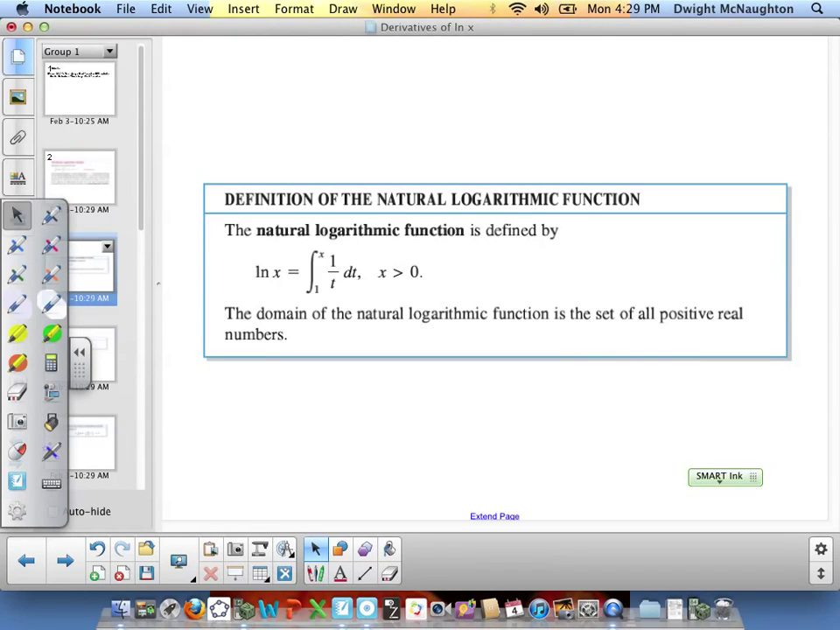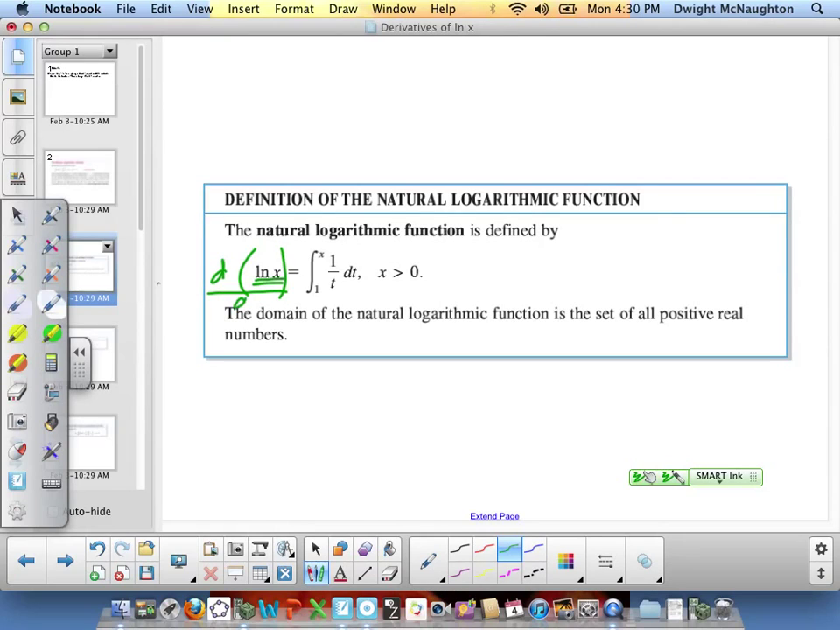So if you have x to the negative 1, or 1 over x, we define that as a natural log. So the natural log of x equals the integral from 1 to x of 1 over t with respect to t, for x greater than 0. And that's the definition of natural log. And if we use the second fundamental theorem and take the derivative of that with respect to x, we'll see the derivative of the natural log is 1 over x.